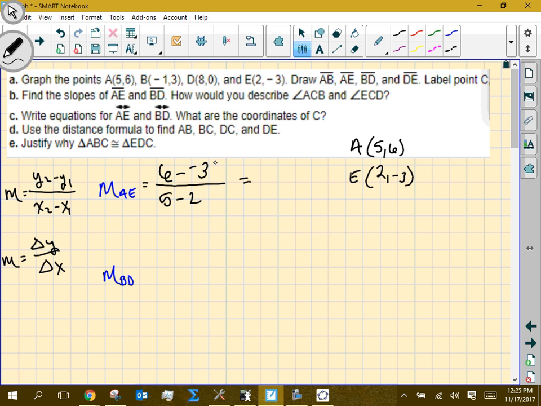And that gives me 6 minus -3, which becomes 9, right? And then 5 minus 2 becomes 3. And the nice thing about using GeoGebra already is that I knew I should have gotten 3, right? And that is the work that proves that.